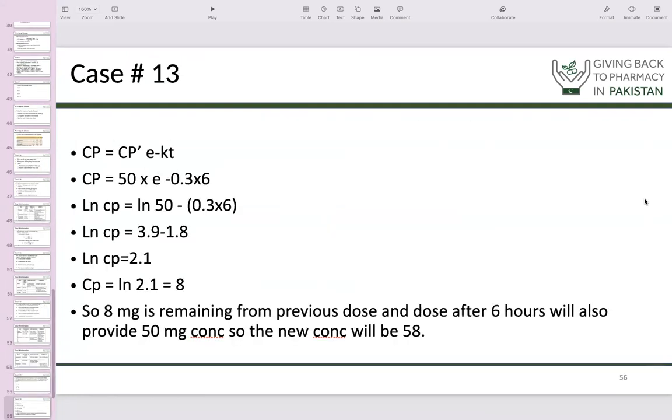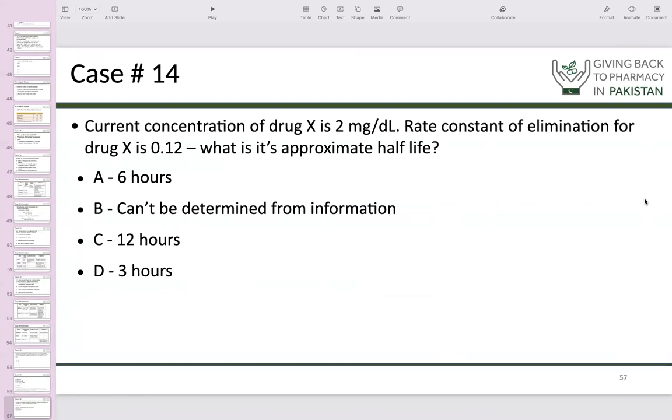So this is another question, question 3, which will use the same equation which we used in the first example of vancomycin for MRSA, and you'll get the answer. So let's go over it. The current concentration of drug X is 2 milligram per deciliter. The rate constant of elimination for drug X is 0.12. Rate constant of elimination is K. What is the approximate half-life of this drug? Is it 6, cannot be determined, 12 hours, or 3 hours?